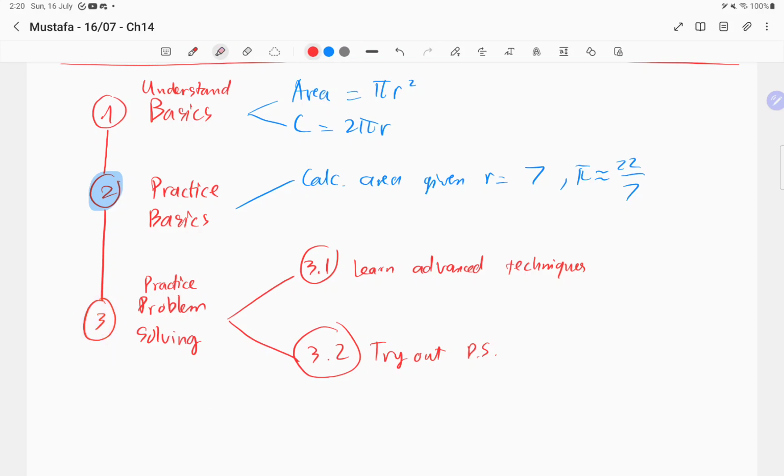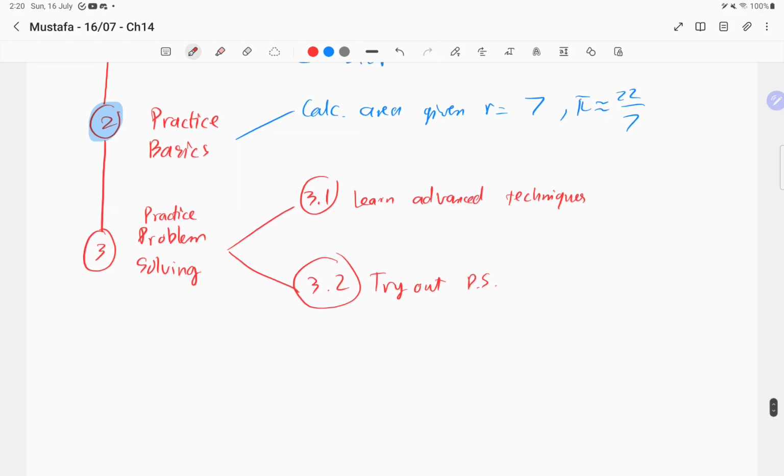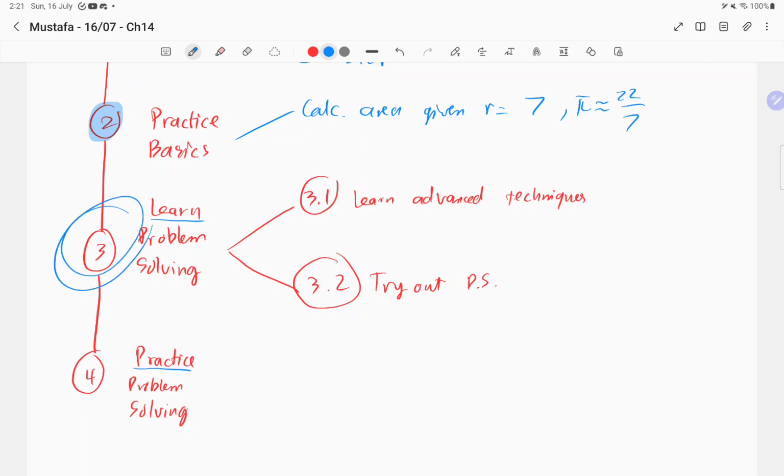And that's not even the end. Actually, let me put it this way. Step 3 is learn problem solving, and then step 4 is practice problem solving. So what do we mean by practice problem solving versus learn problem solving? The difference is, so far, last term, we've only gone up to step 3.